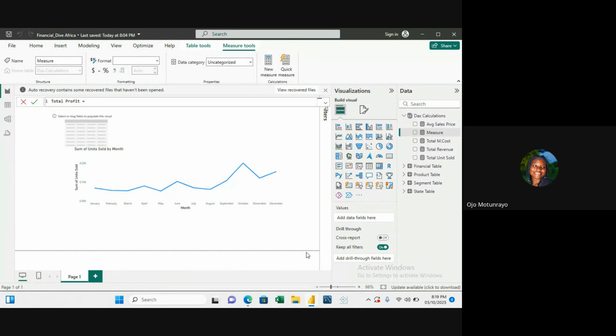The total profit. How do we calculate our total profit? Because we've done it before. Total revenue minus total manufacturing cost.